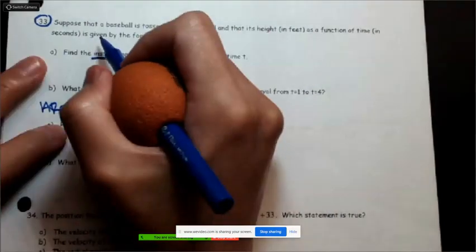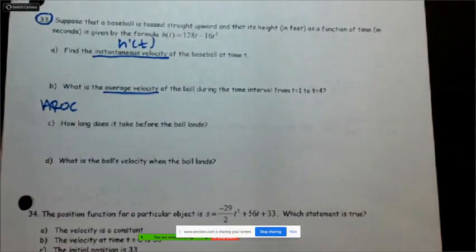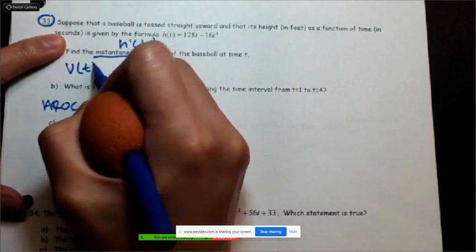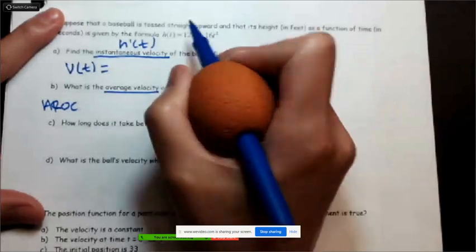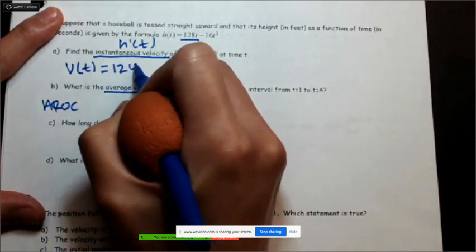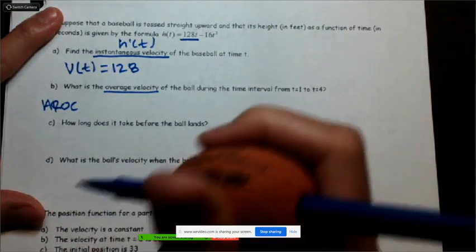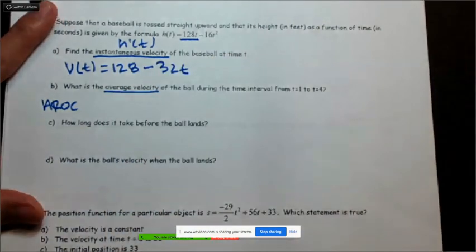So on this one, it's going to be the derivative, h prime of t. The velocity is the first derivative. So I'm going to go ahead and write velocity, v of t. I could have written h prime of t, but I don't feel like it. What is the derivative of 128t? Boom. What is the derivative of negative 16t squared? Negative 32t. Boom, done. That was the first part.